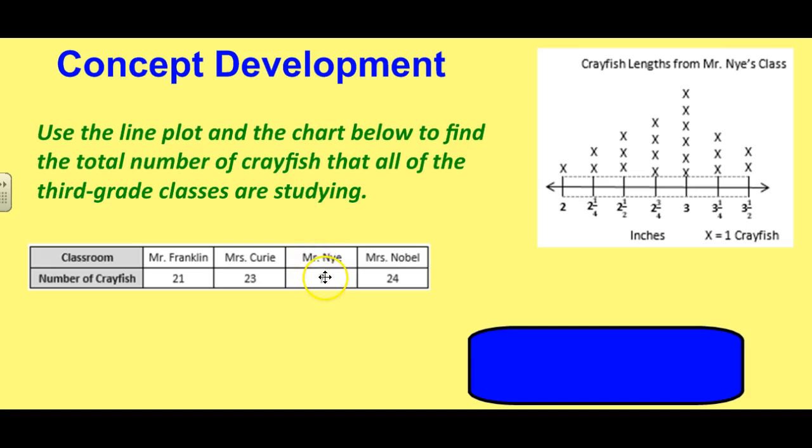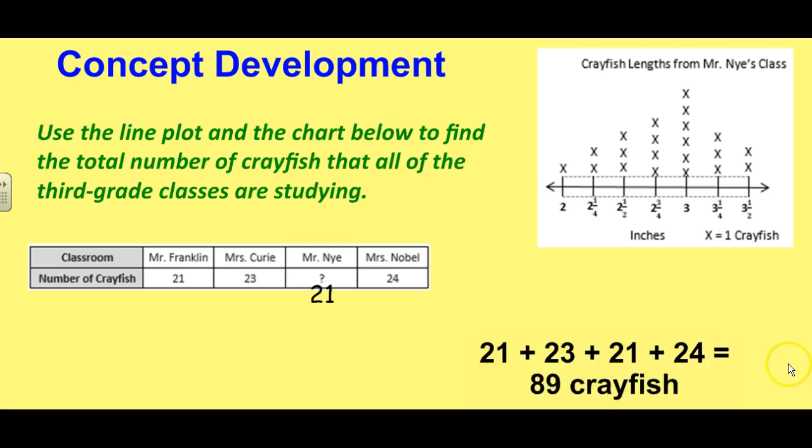And once we know Mr. Nye's amount of crawfish, then all we will need to do is add all of these together to figure out how many crawfish are total in the 3rd grade. So I want you to work on this problem on your piece of paper, and whenever you're ready to check both answers, that what goes here and then how many are total in the 3rd grade, I want you to push play.